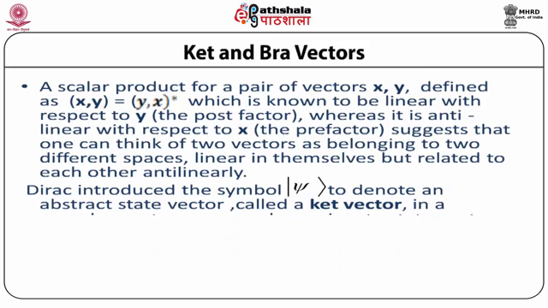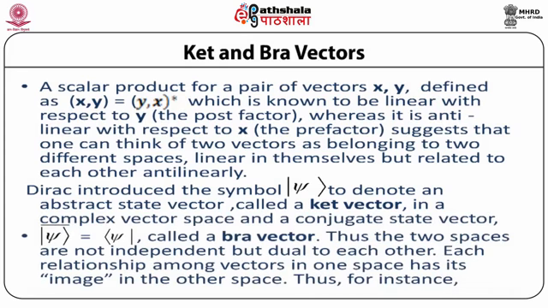Further, we can also define another vector which is given by the symbol that is shown over here in the equation, and is called the bra vector. This is the complex conjugate state vector of the ket vector psi. Thus, the two spaces are not independent but dual to each other. Each relationship among the vectors in one space has its image in the other space.